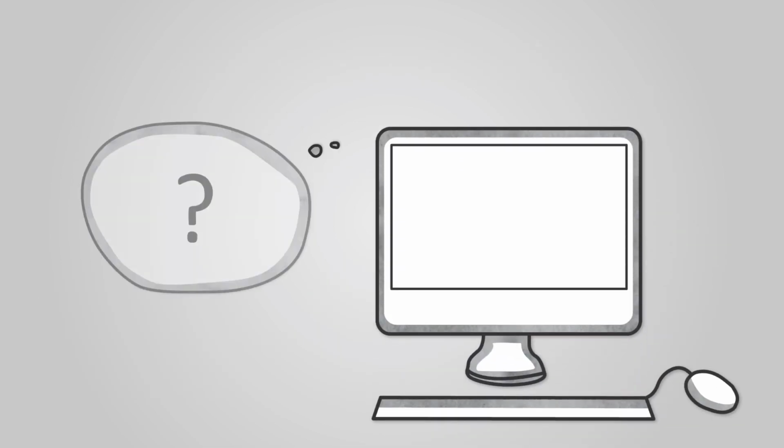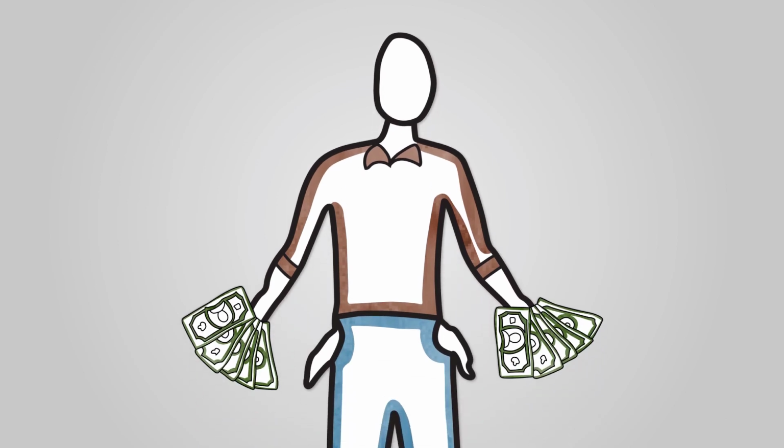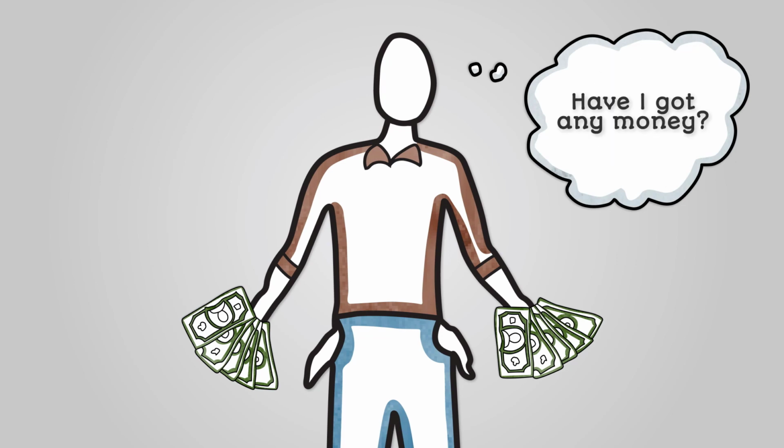However, sometimes your program will want to ask questions and then make decisions based on the answers. This process is called selection, and it allows us to run some code only when a certain condition is met. Imagine you find some money in your pocket. You have a choice. You can go to the cinema or continue with what you are doing. This is a decision in response to the question, have I got any money?